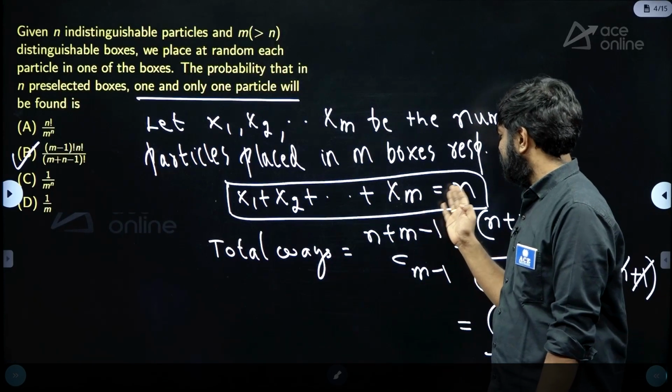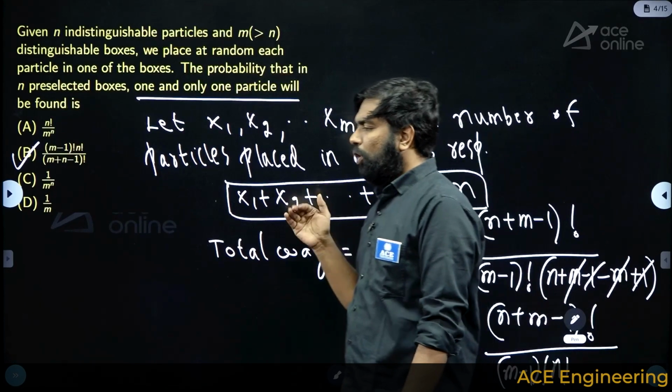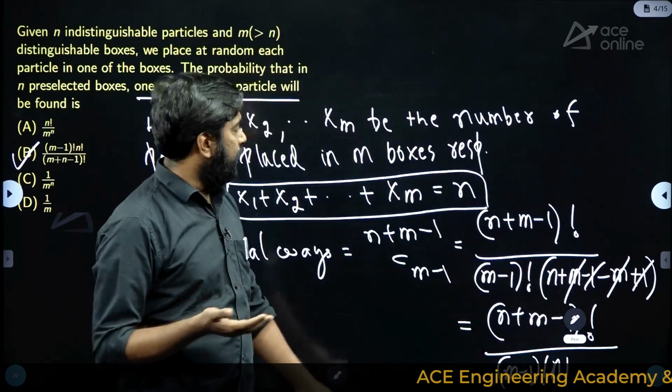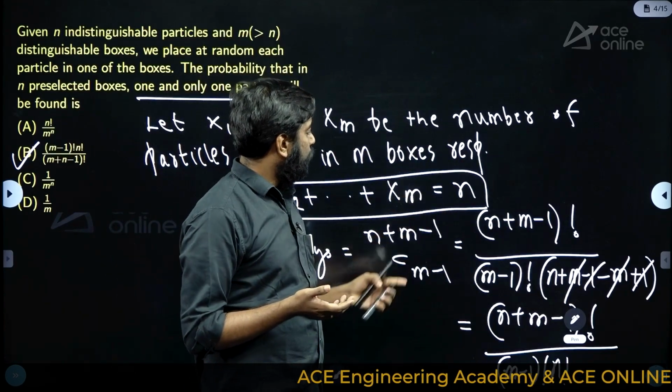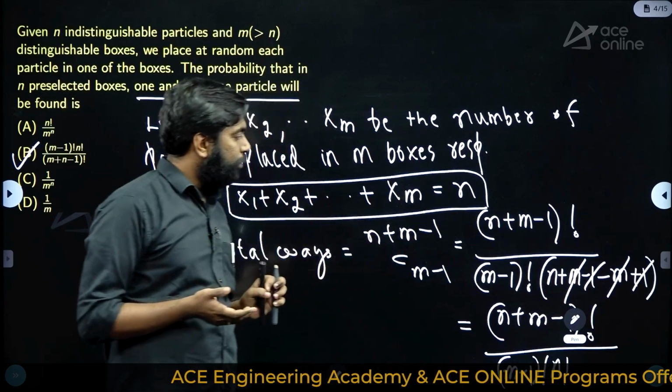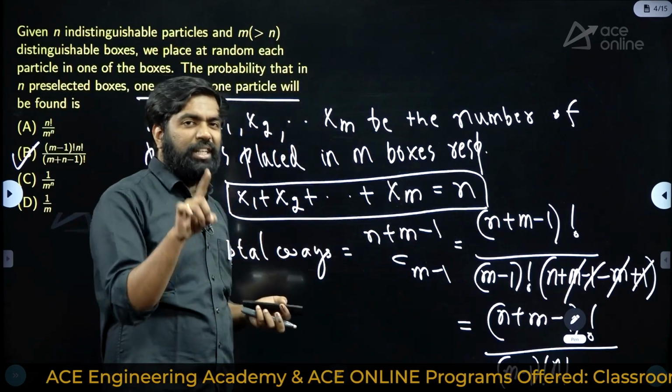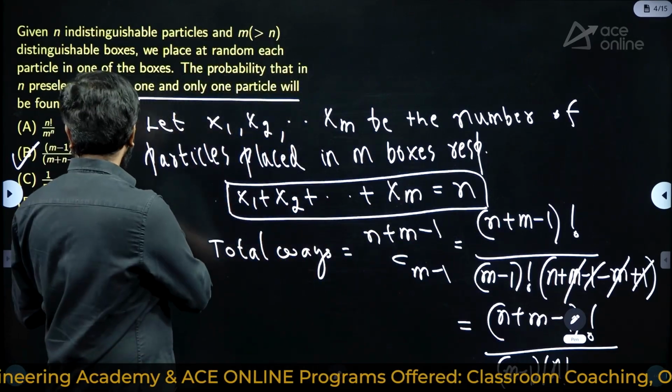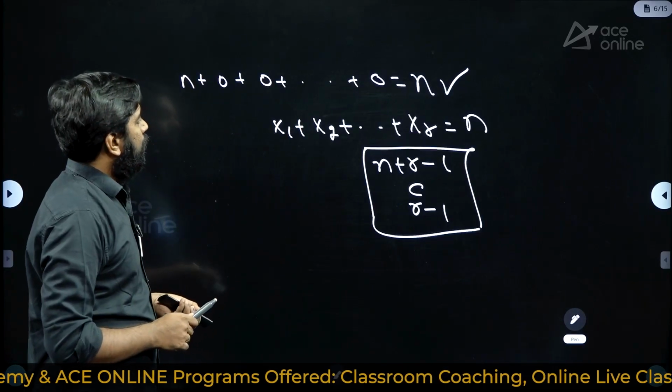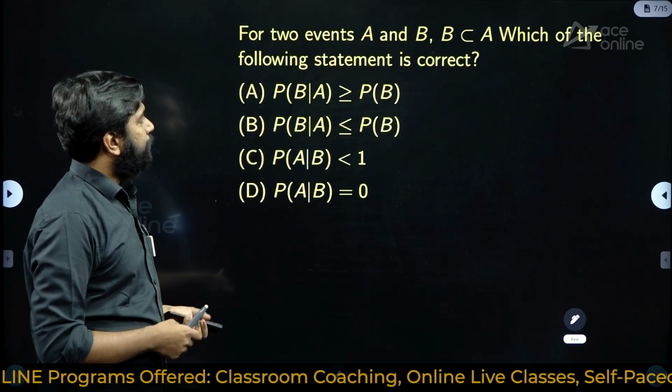x1 plus x2 plus ... plus xm equal to n. So how many non-negative integer solutions are there? Then it is n plus m minus 1 C m minus 1 solutions, and the favorable cases are exactly 1. So with that we get option B. So it was a difficult question actually.